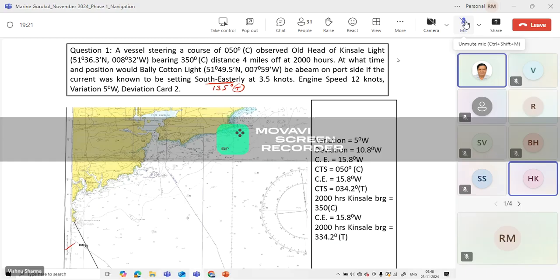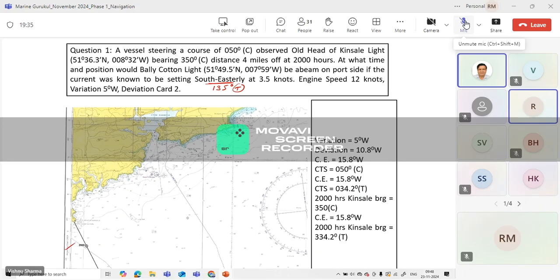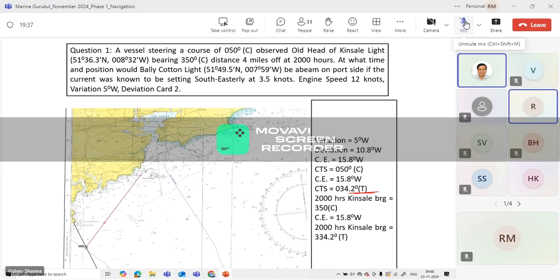Okay, now guys, will the ship remain on the CTS? Yes or no? The CTS is 034.2. So if I draw this CTS, which is the red line with a single arrow from 2000 hours, you see what I have done? I've drawn the CTS from here. Will the ship be on the CTS line? Yes or no? Please tell me.